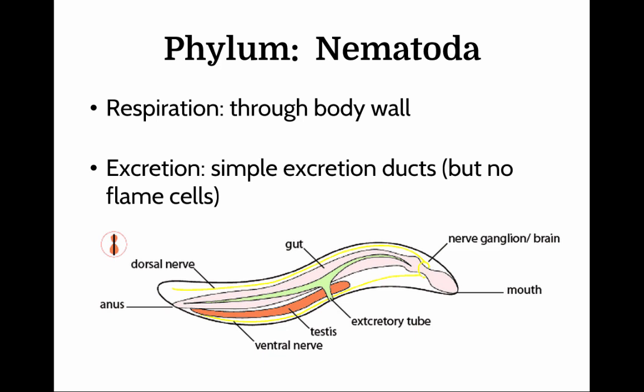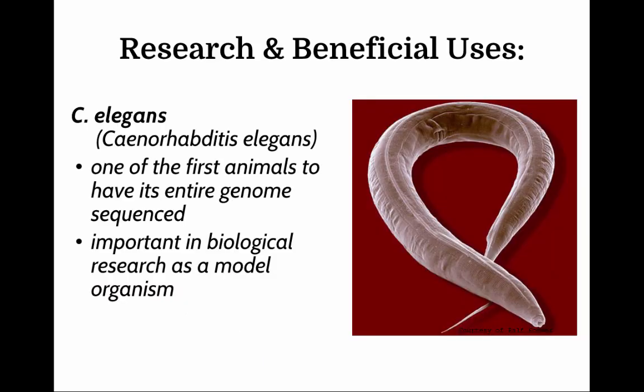Respiration happens through diffusion through the body surface and the body wall. Simple excretion ducts collect nitrogenous waste and excrete them at the body surface, but in this case there are no flame cells like we saw in the platyhelminthes.